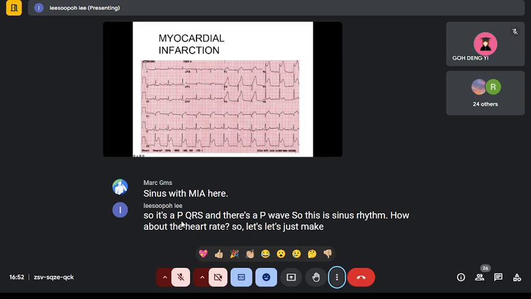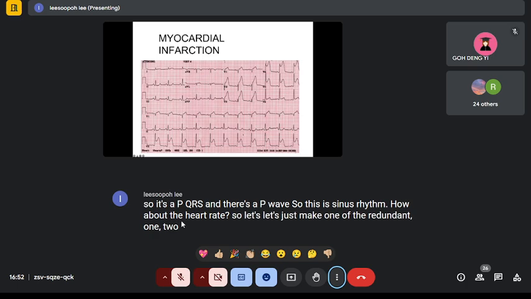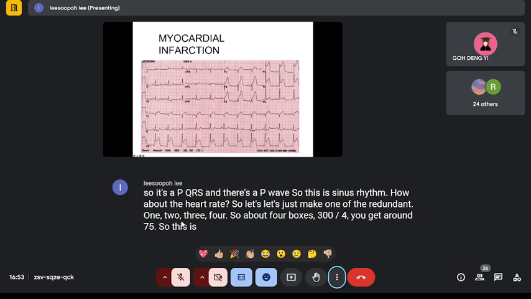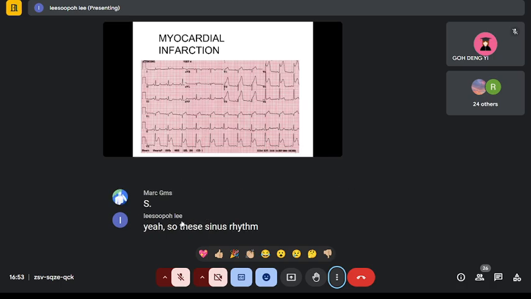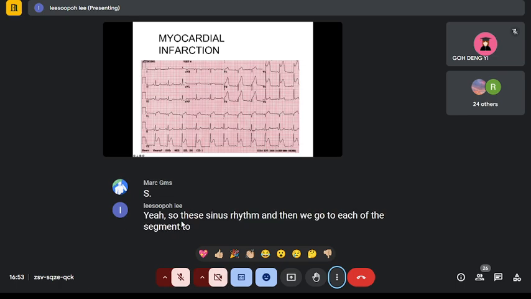So let's just take one of the rhythms. This is 1, 2, 3, 4, so about 4 boxes. 300 divided by 4, you get around 75. So is this sinus rhythm or not? Yes, this is sinus rhythm. And then we go to each of the segments to interpret.